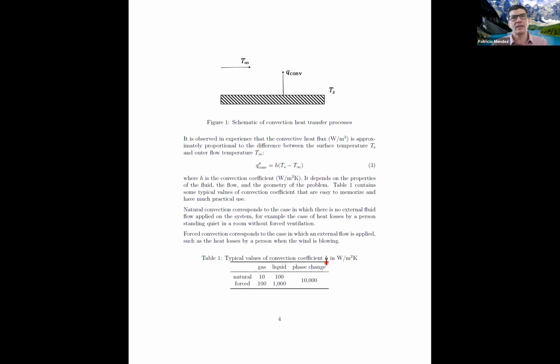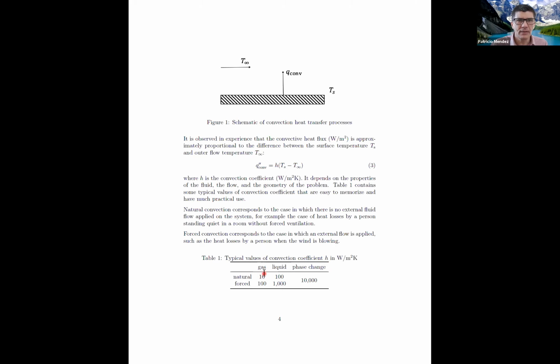As you are sitting in front of your computer, you are losing heat. That is more or less your 37 degrees minus the 20 degrees of the air times this convection coefficient, that is 10. We're going to have an example with that.